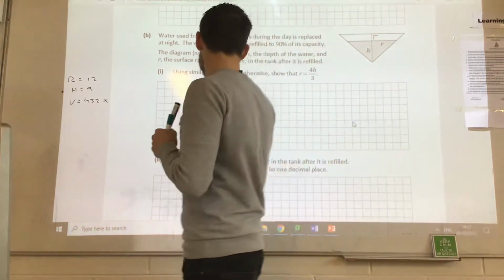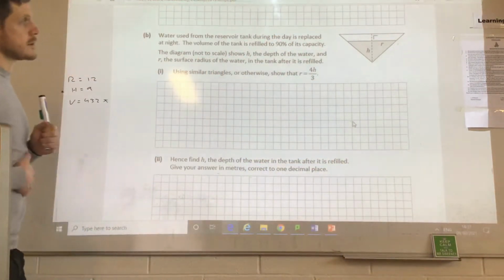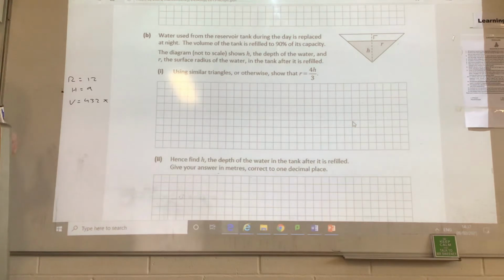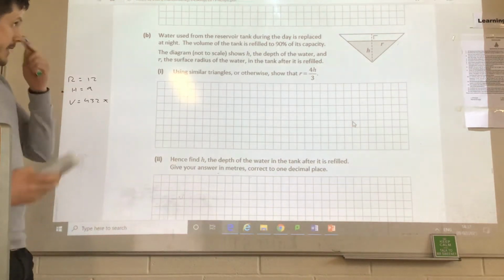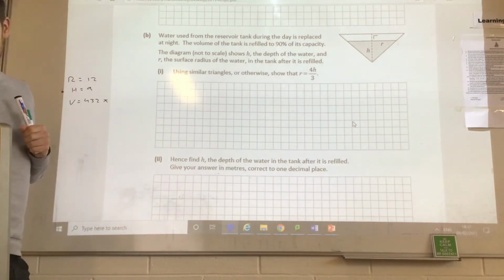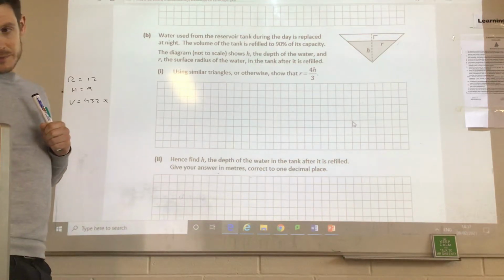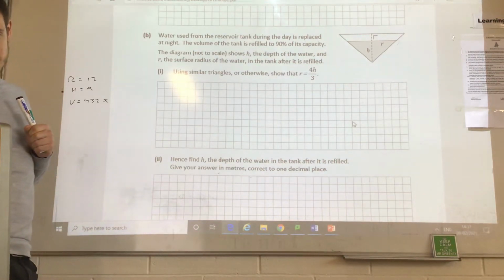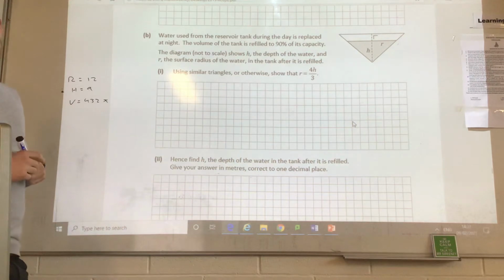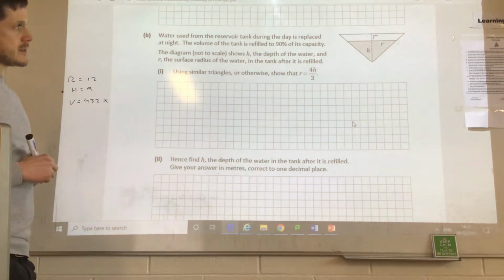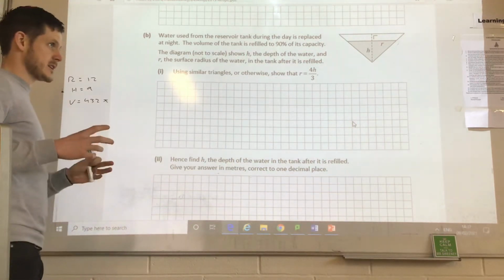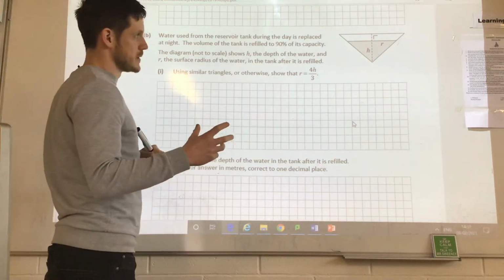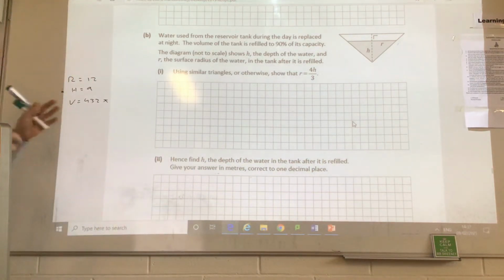Using similar triangles, or otherwise, show that r is equal to 4h over 3. So again, similar triangles is something that you would have done a small amount of in Junior Cert, but it's probably been a while since you've done them. Similar triangles mean that two triangles are the same but in different sizes, so they've got a ratio to them. So you're using a ratio. One side to the other side has a certain ratio. It's called a factor, and we can either multiply or divide by it to figure out things.